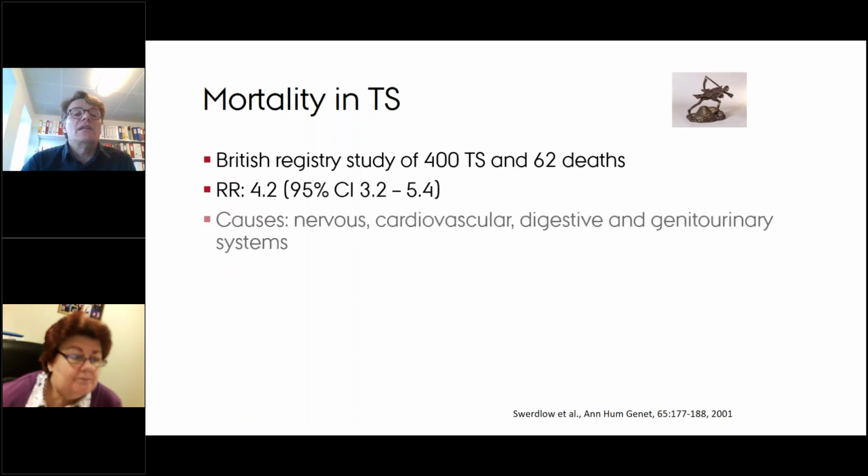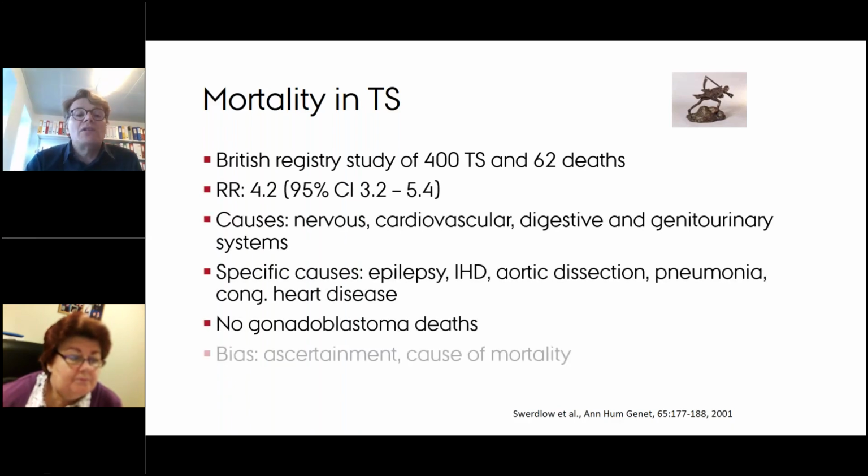So I told you that mortality is increased in Turner syndrome. These are British data, just to show you that there are multiple different causes: nervous system diseases, cardiovascular diseases, digestive and genitourinary system diseases, and specific causes such as epilepsy, ischemic heart disease, aortic dissection, and so on. Interestingly enough, cancer is not increased in Turner syndrome and does not lead to increased risk of death in Turner syndrome. And in this British study, they did not find any deaths due to gonadoblastoma, which is something that has been discussed a lot in Turner syndrome.